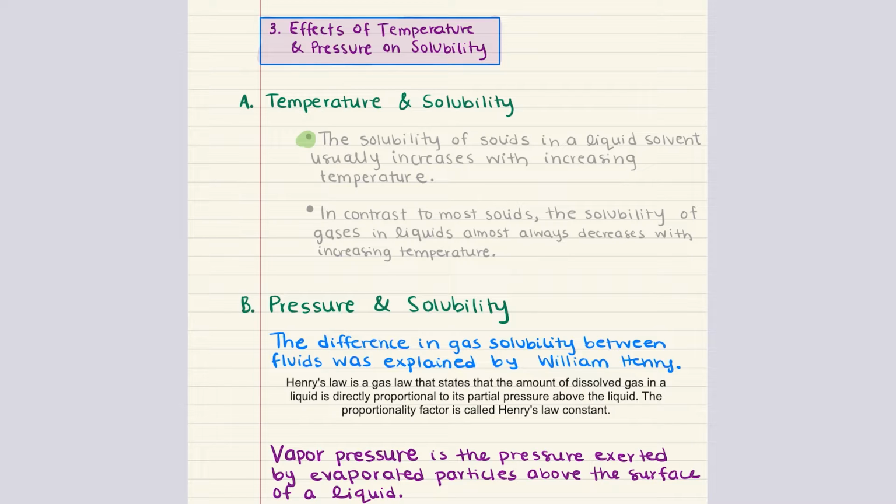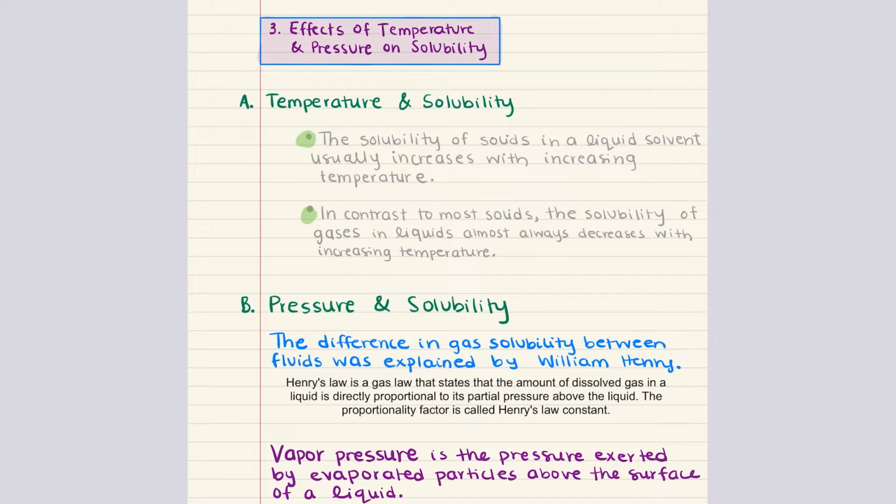This inverse relationship occurs because the higher kinetic energy at elevated temperatures makes gas molecules more likely to escape from the liquid into the gas phase. This is why carbonated beverages lose their fizz more quickly when they warm up. The dissolved carbon dioxide gas escapes as the temperature rises.